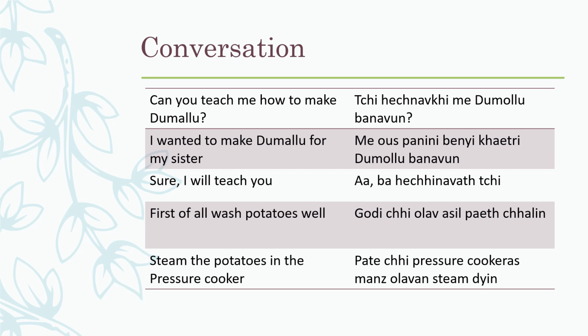I wanted to make Dumallu for my sister. मैं उस पन्नी बेनी खतर Dumallu बनावुन. मैं means I. Panin means mine. Beni is sister. Khatra means for. Dumallu is Dumallu. Banavun means make. So os over here is wanted. Wanted to.